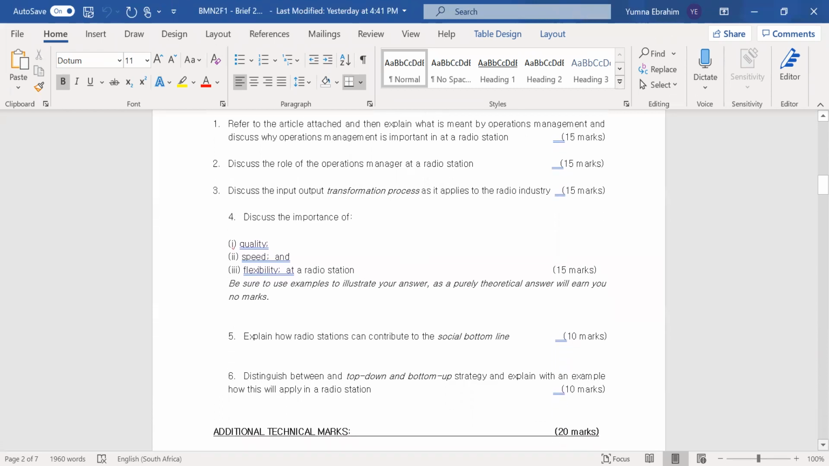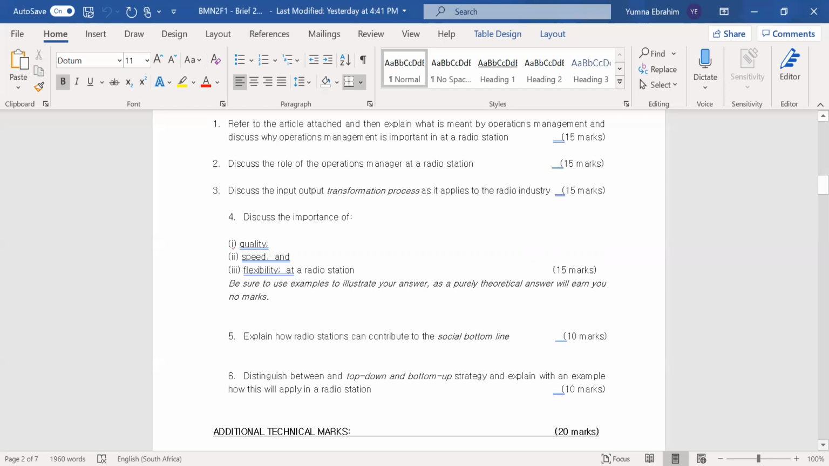Okay, so then the next question asks you to basically understand the social bottom line concept, which is also covered in the textbook. It's quite a renowned concept, so you can look anywhere and you can look at the social bottom line. So in a nutshell, basically radios keep society informed. There are many people who cannot afford television sets, who mainly rely on news from the radio.